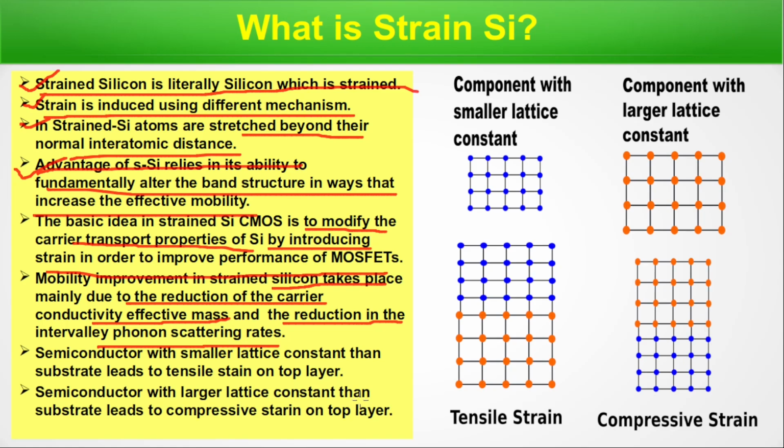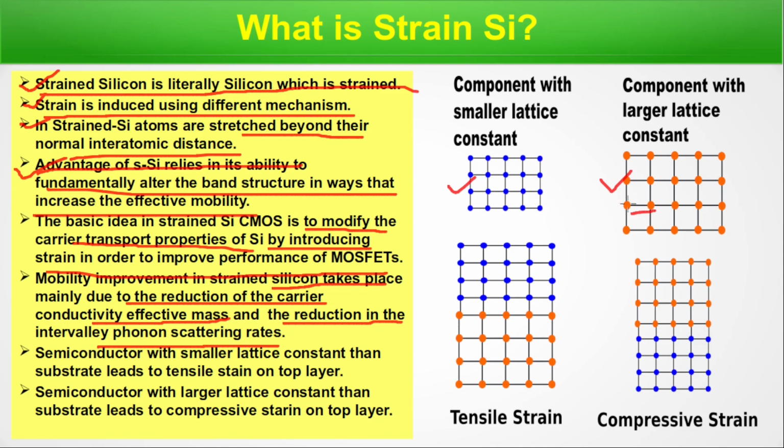A semiconductor with a smaller lattice constant than the substrate leads to tensile strain on the top layer, and a semiconductor with a larger lattice constant than the substrate leads to compressive strain on the top layer. We will understand this from this diagram. There is a component with a certain lattice constant and here is another component with a certain lattice constant. That is, the interatomic space in this material is different from this one. And from the diagram we can easily understand that the interatomic space is much larger in this material.